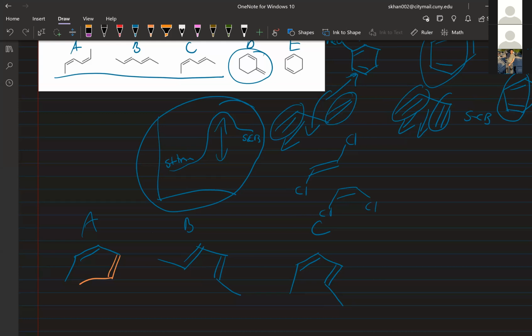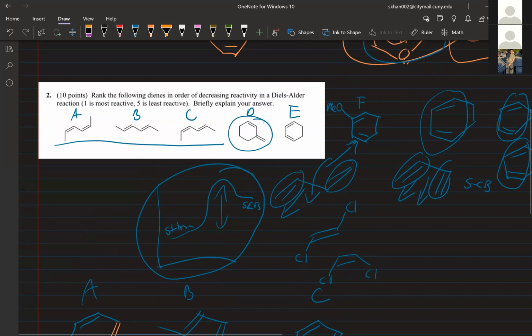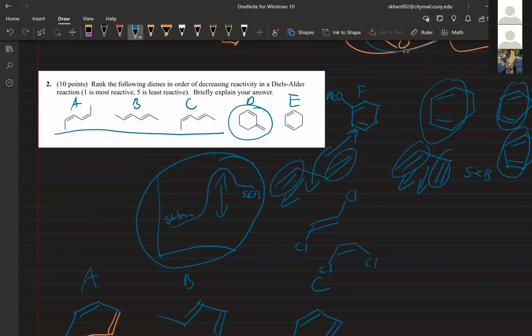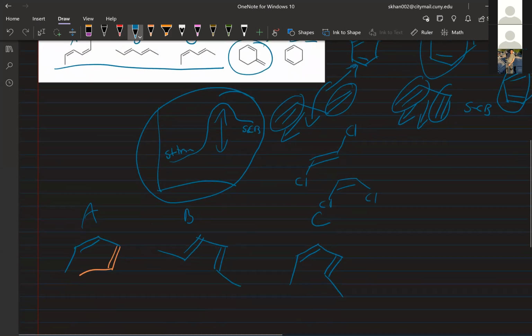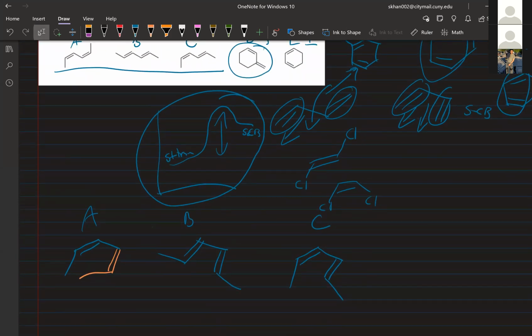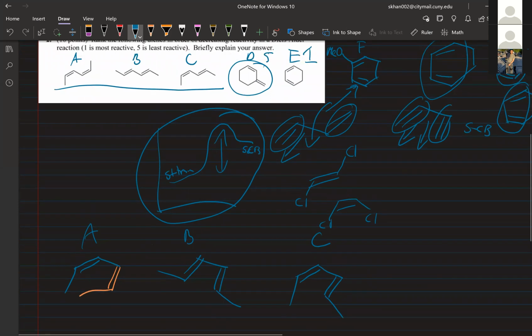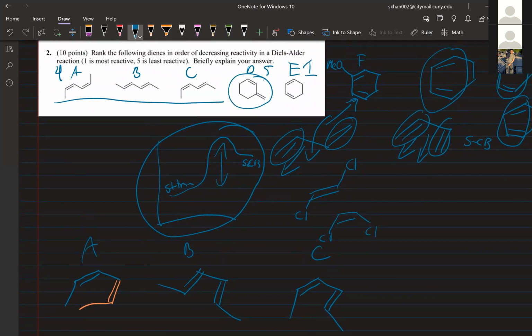Less reactive. So based off what we have, we already labeled this as 5, least reactive. We already labeled this as 1, most reactive. Where can we put A right now? 4, right? Because we know it's going to be harder to rotate than B and C, because both those groups are inside, right? So could you explain why D is 5?